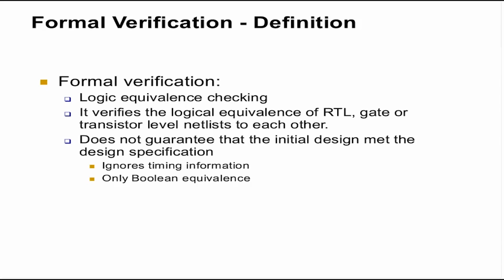On one side there is a design which you consider to be golden. It can be either RTL or netlist. On the other side, you again have a design which is either RTL or netlist, and formal verification can verify whether both of them are functionally equivalent or not. Even some of the tools can work at the functional level.